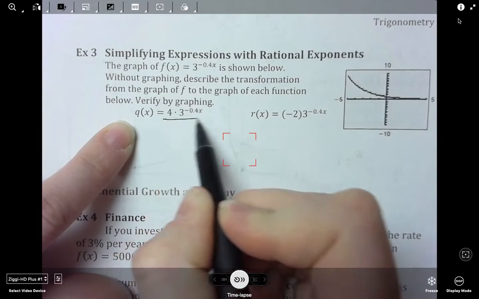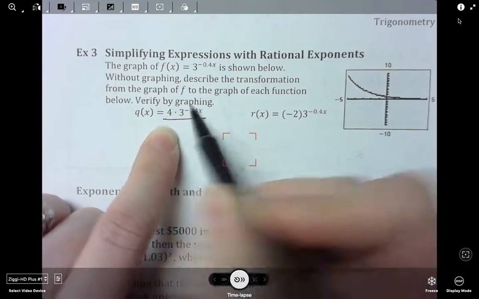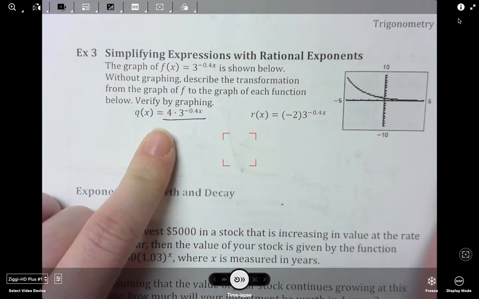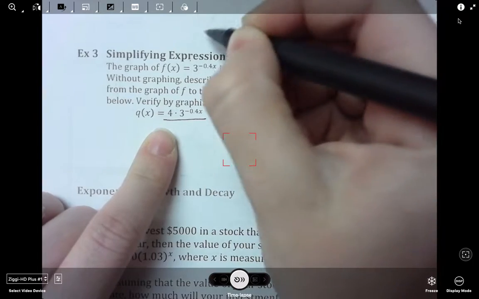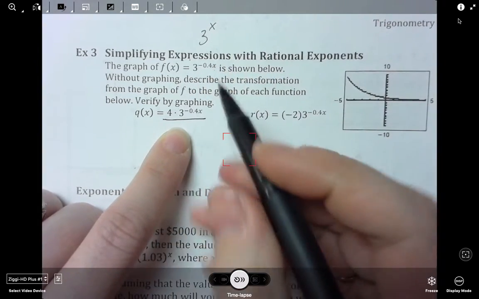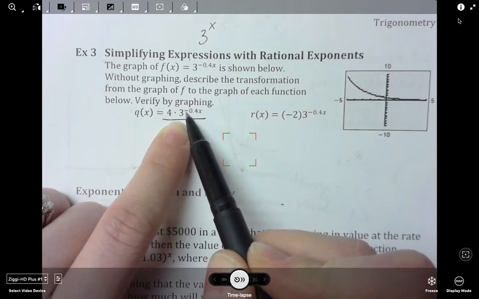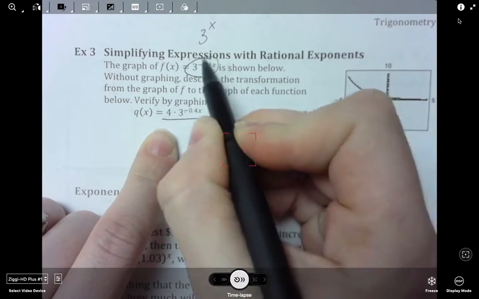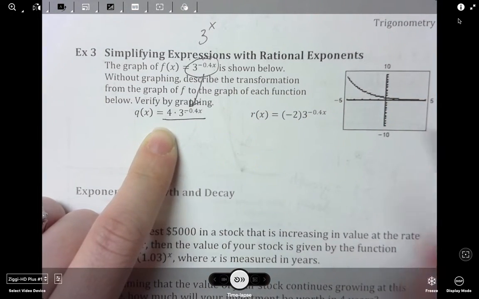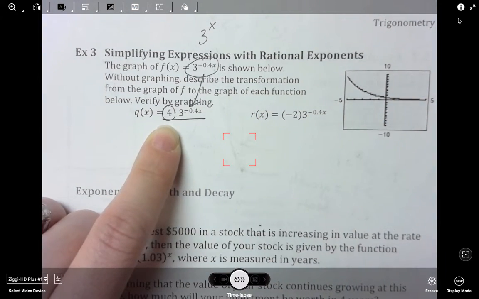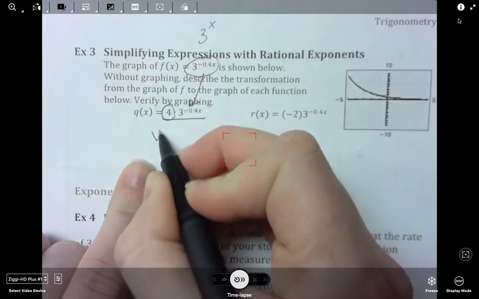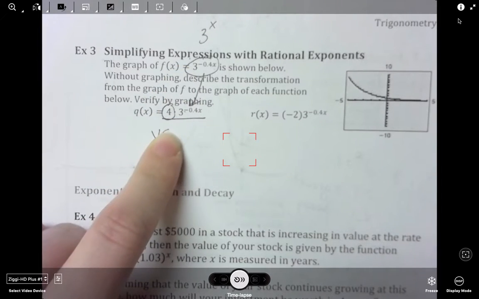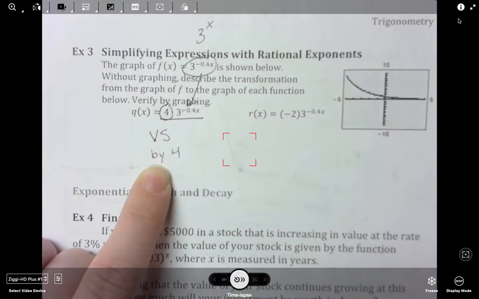Okay, so basically they're saying what's being done to it, right? Now pay very close attention to what they say your function is starting with. We are not starting with 3 to the x power, so I don't have to tell you what the 0.4 is doing. I only have to show you what's different from here to here. And the only thing that's different is it's being multiplied by 4 out in front. That is going to be a vertical stretch by 4. If I'm starting with this function, the only thing that's being done to it is the 4. So vertical stretch by 4, and that's it.